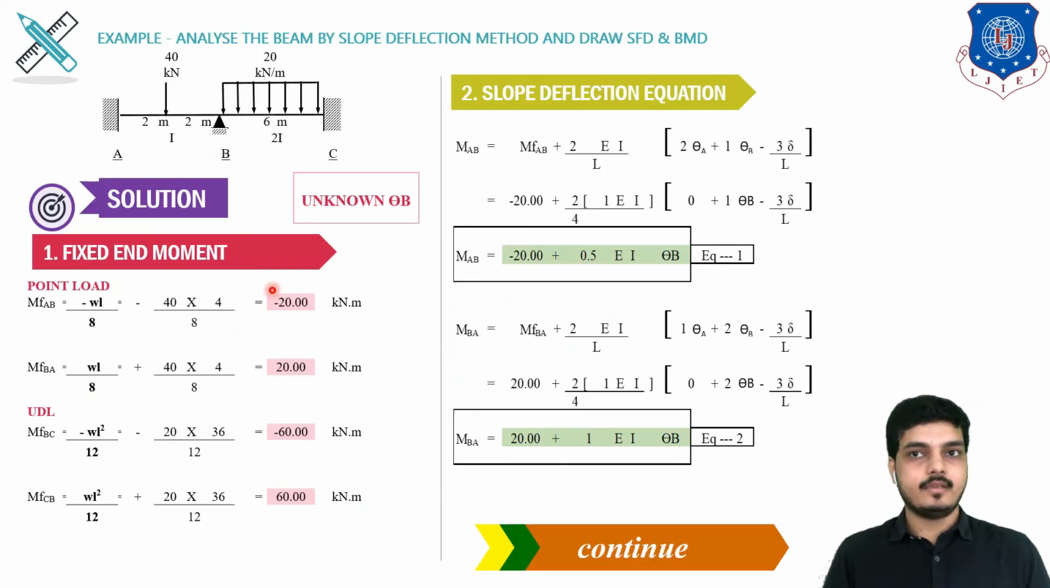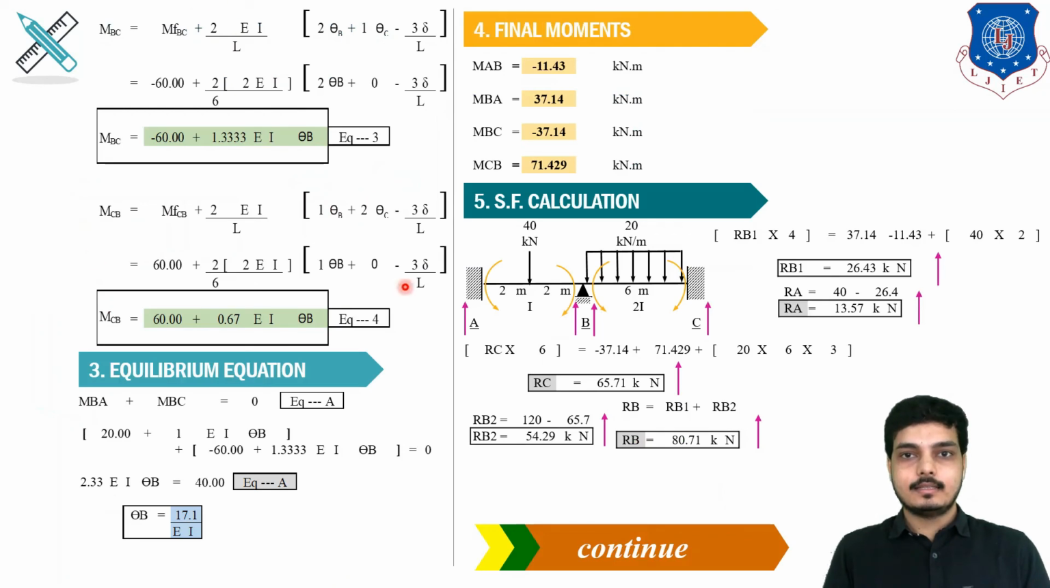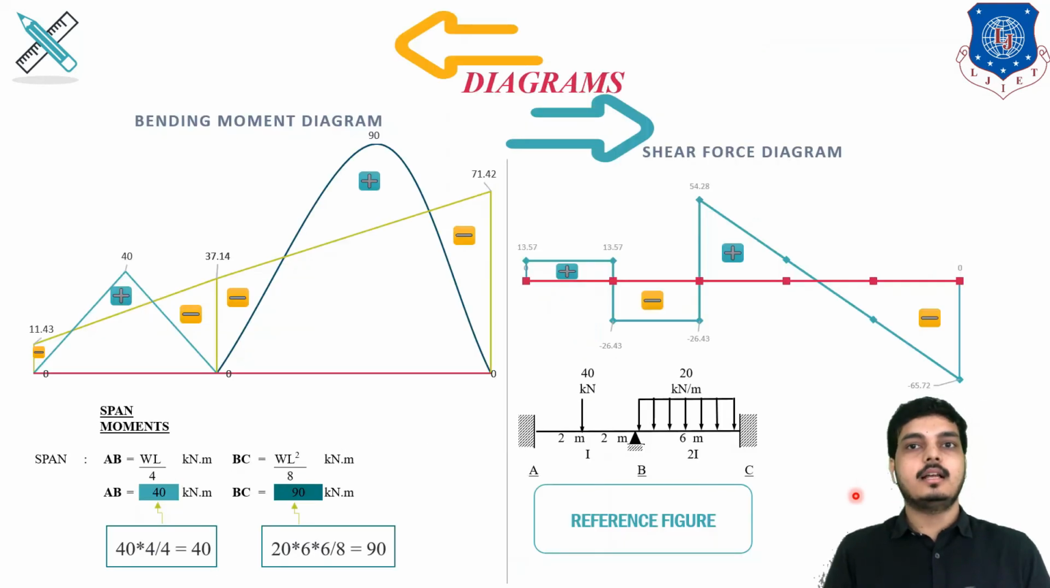Step number 1 was FEM. Step number 2 was slope deflection equation. So why am I showing this? Because in the exam, you don't have to give all the reference formulas or reference figures which I have shown. You have to give it in this format which I am showing, how to solve. So first you have to find out FEM, then apply the slope deflection equation, then the equilibrium condition, then final moments, then shear force calculation if asked, and then the diagram.